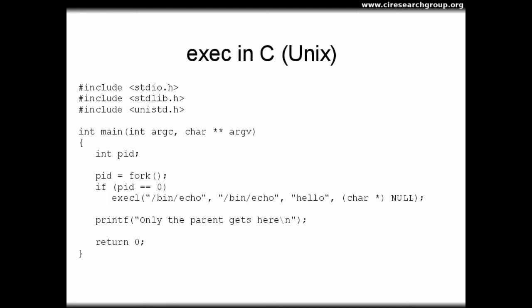When the child calls execl, its copy of the program code is completely replaced by the code for /bin/echo. Thus, the child never prints the final message in the program. The message is thus printed only once by the parent.